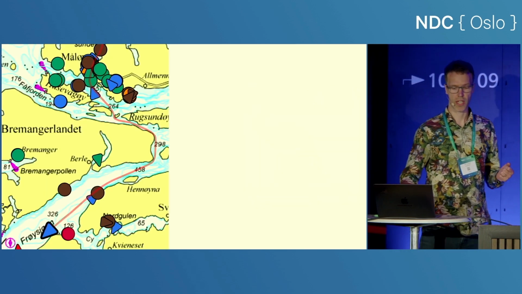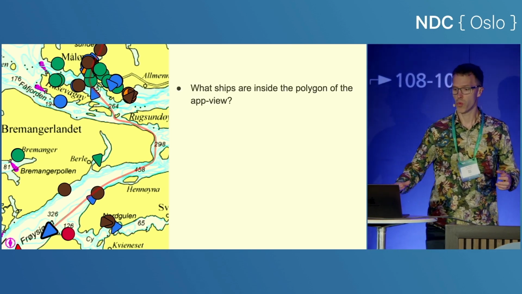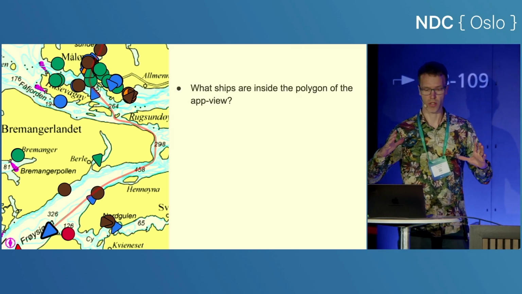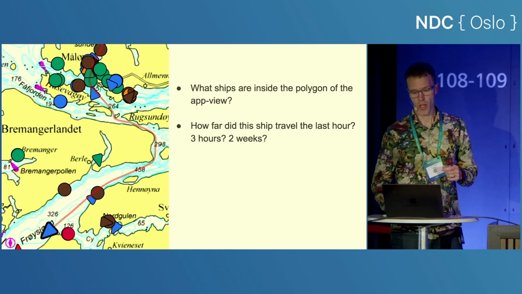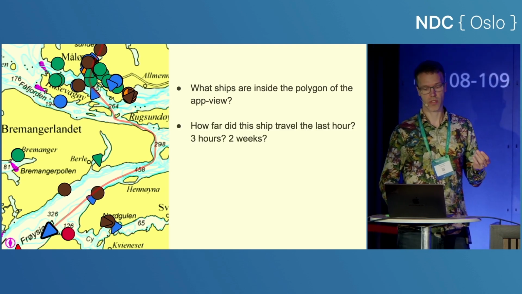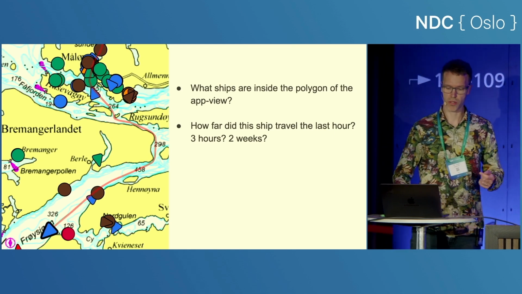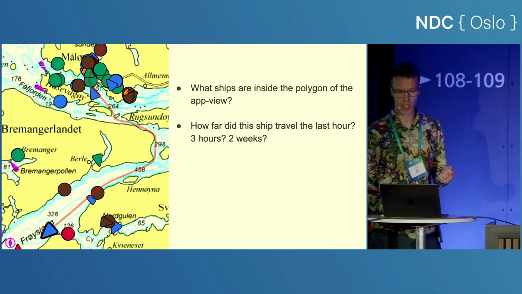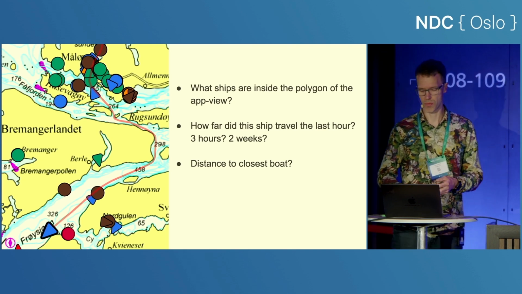So going back to the application, I can now ask PostGIS what ships are inside this polygon of the app view, and it will return the IDs of the ship. I can even ask it to calculate what's the distance between all these points for last hour, 3 hours, or 3 weeks, no, 2 weeks even. Or just give me the distance to the closest boats.